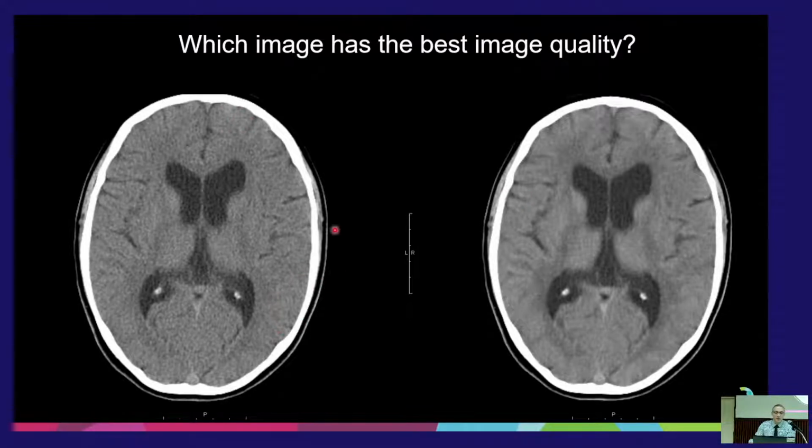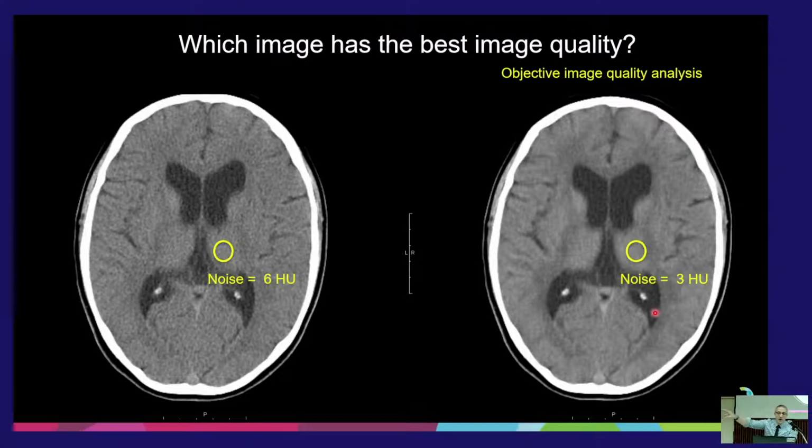It's very important because what I can do is I can take these two brain exams, I can reconstruct them differently. I can even go in and objectively make a measurement. Oh, look, there's 6 Hounsfield units of noise. Ooh, there's 3 Hounsfield units. The image on the right is definitely better, right? The image on the right will make my radiologist happy, right? Because it's got less noise. But subjectively, every time I showed my neuroradiologist this image, they didn't like that image.